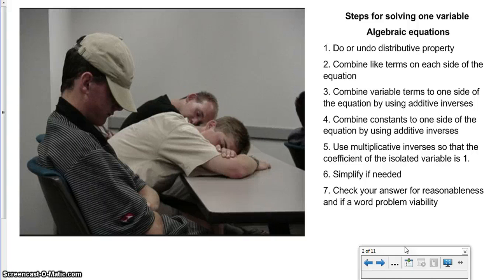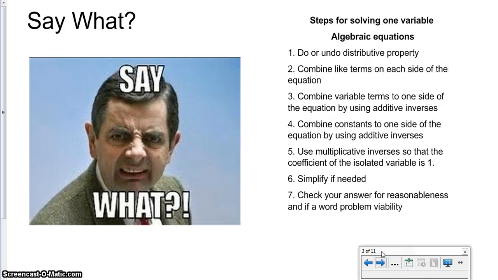Do or undo the distributive property, combine like terms on each side of the equation, combine variable terms to one side of the equation by using additive inverses, combine constants to one side of the equation by using additive inverses, use multiplicative inverses so that the coefficient of the isolated variable is 1, simplify if needed, check your answer for reasonableness, and if a word problem, viability.